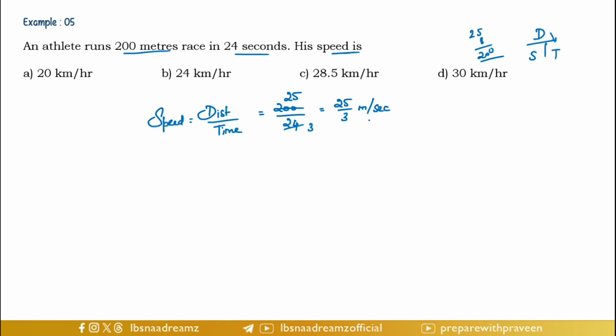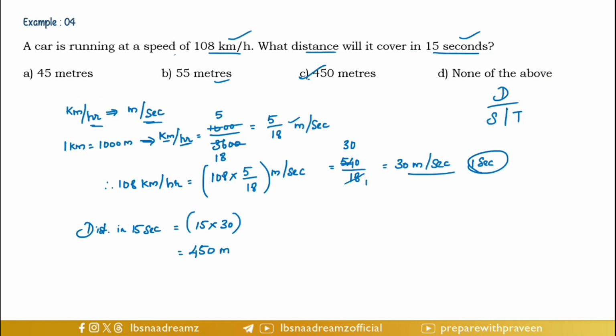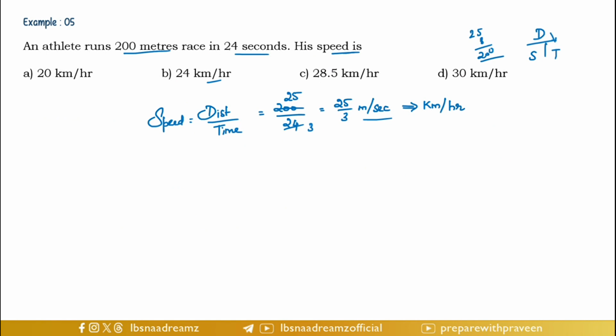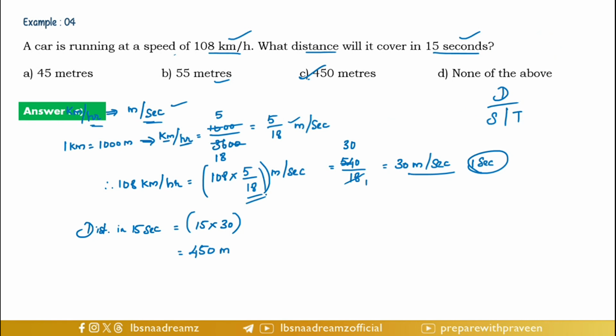So here we have meter per second, and in the answer we have kilometer per hour. So we have to convert meter per second to kilometer per hour. In the previous example, we saw to convert kilometer per hour to meter per second, what we did? We multiplied it with 5 by 18, right? Similarly, in our example 5, here we have to convert meter per second to kilometer per hour. So we will use the reciprocal value of 5 by 18.